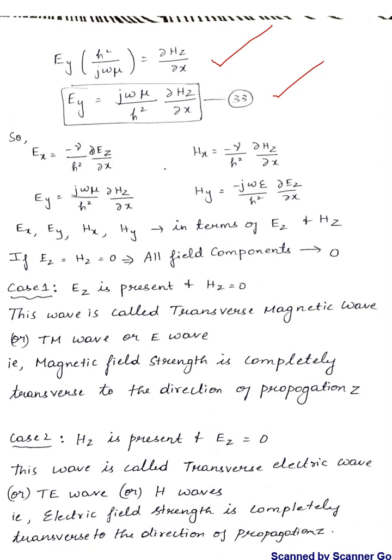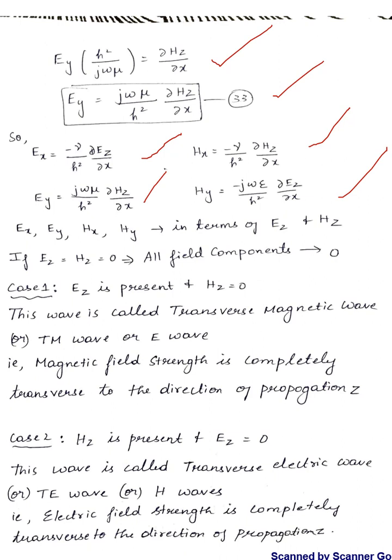So you have solved the Ex equation, which you obtained as minus gamma by h square dou Ez by dou x, and the Ey equation, which you got as j omega mu by h square dou Hz by dou x, and the Hx equation as minus gamma by h square dou Hz by dou x, and the Hy equation as minus j omega epsilon by h square dou Ez by dou x. I hope you understood. And here we have three cases.